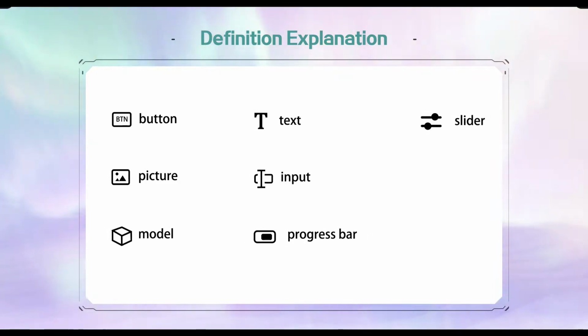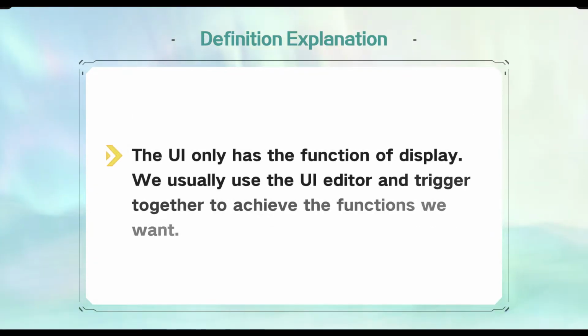The UI components in Clickly include button, picture, model, text, input, progress bar, slider, list, tab, and so on. The UI only has the function of display. We usually use UI Editor and Trigger together to achieve the functions we want.